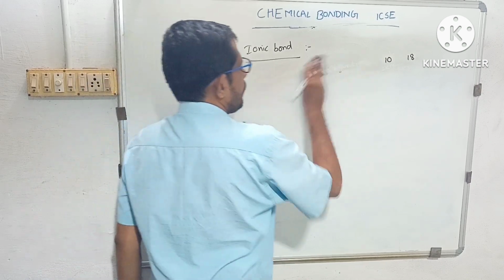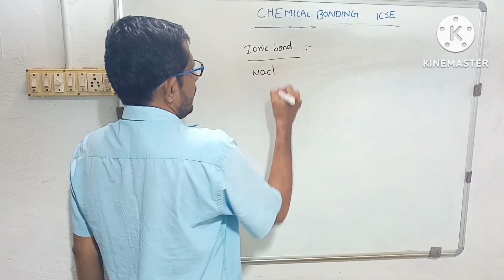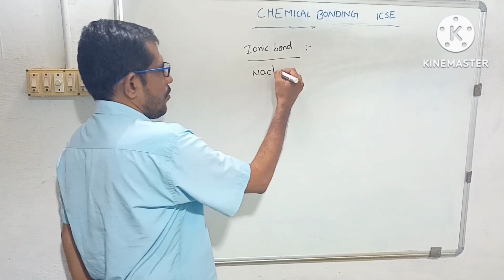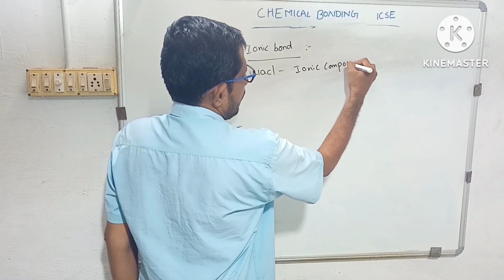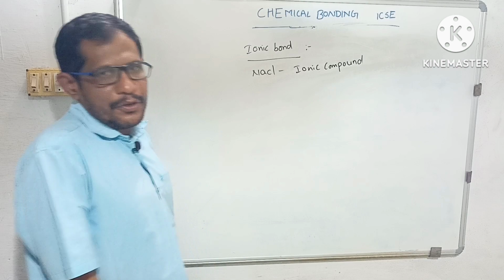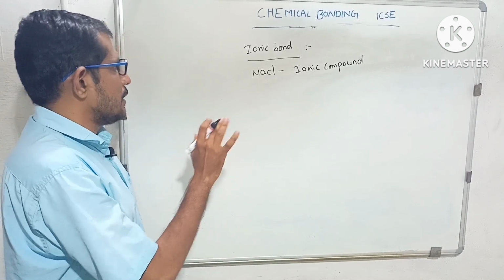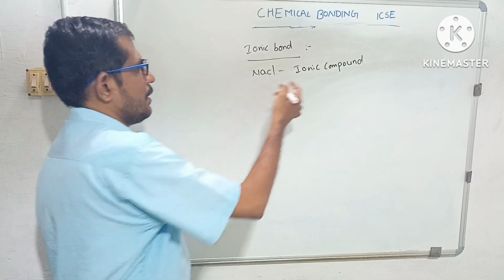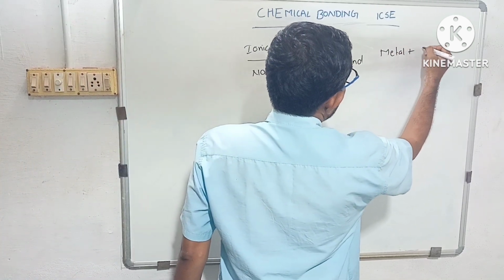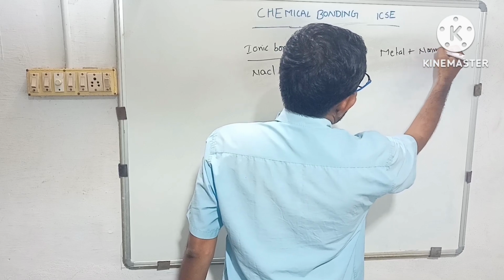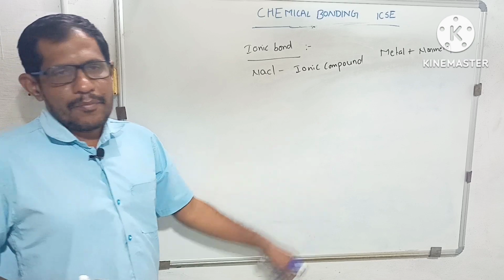Now I will show you. Suppose NaCl. NaCl is an ionic compound. Now I will show you how it forms. Generally, ionic bonds happen between a metal and a non-metal.